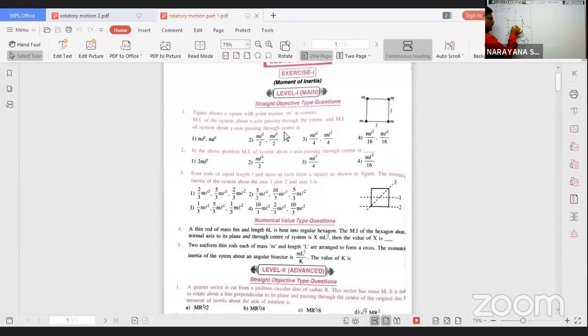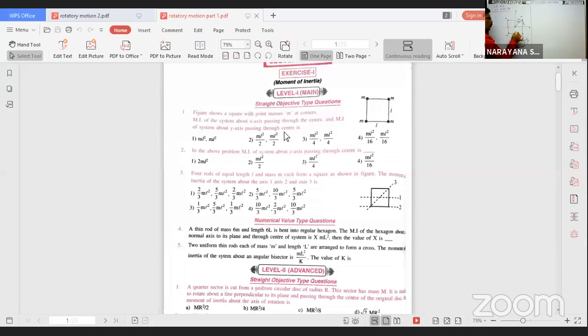From this axis, each and every particle is at this distance, no? If this is L by 2, definitely this is also L by 2. Then what about this distance? Root 2 into L by 2. This distance is equal to root 2 into L by 2, that means L by root 2, no? So the moment of inertia of this particle about the z-axis is equal to m into (L by root 2) whole square.